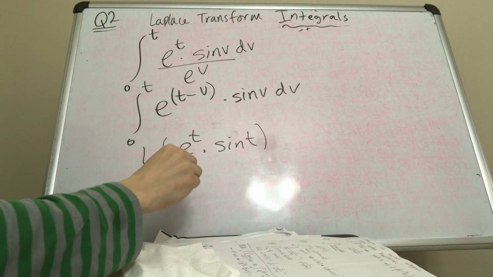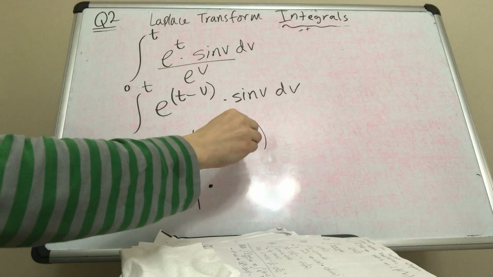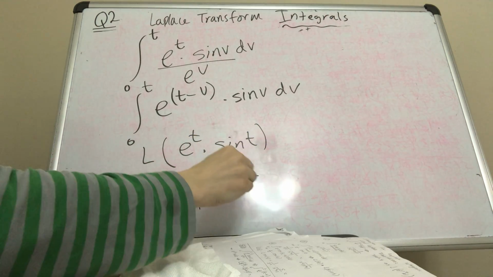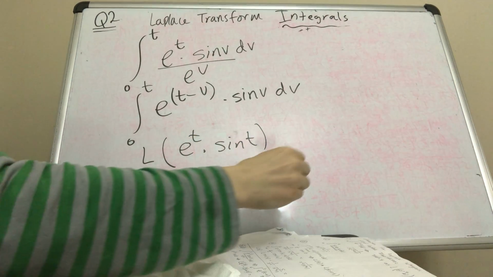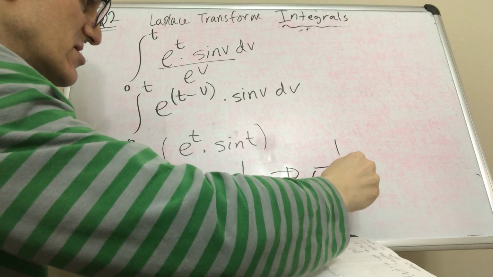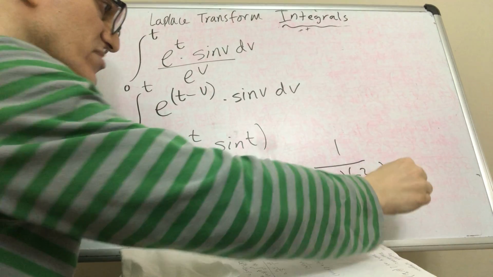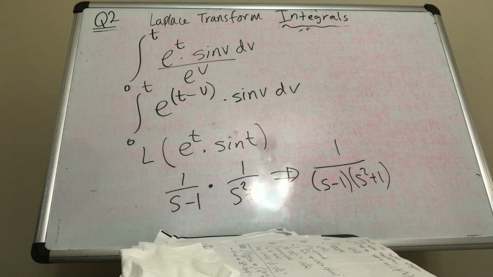Transformation for this, and transformation for this, you can write it as s minus 1 over s squared plus 1. Good? Okay.